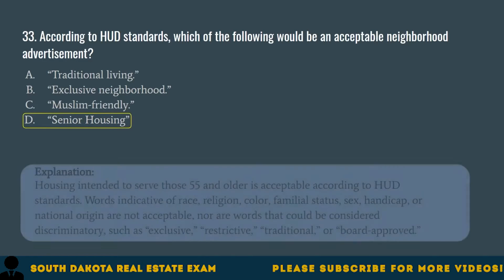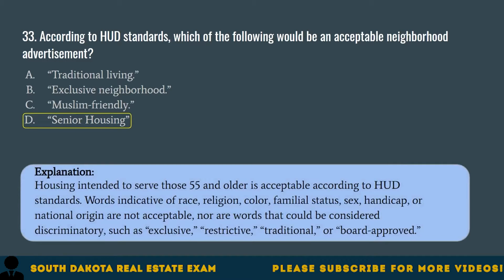Senior housing. Housing intended to serve those 55 and older is acceptable according to HUD standards. Words indicative of race, religion, color, familial status, sex, handicap, or national origin are not acceptable, nor are words that would be considered discriminatory, such as exclusive, restrictive, traditional, or board approved.